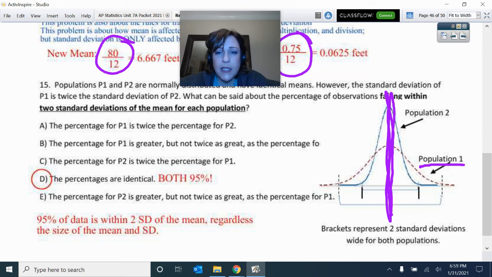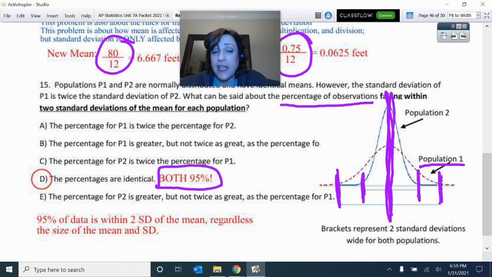The question is, what percentage of observations falls within 2 standard deviations of the mean? So the answer is, whether you have a skinnier variability or a wider variability, you are within 2 standard deviations if you have that middle 95% of data. So both of them within 2 standard deviations have 95% of the data. It's just in a smaller area for population 2 than it is for population 1.